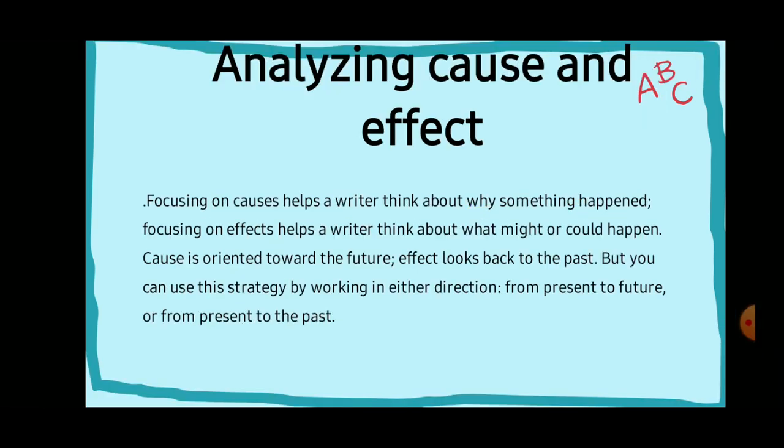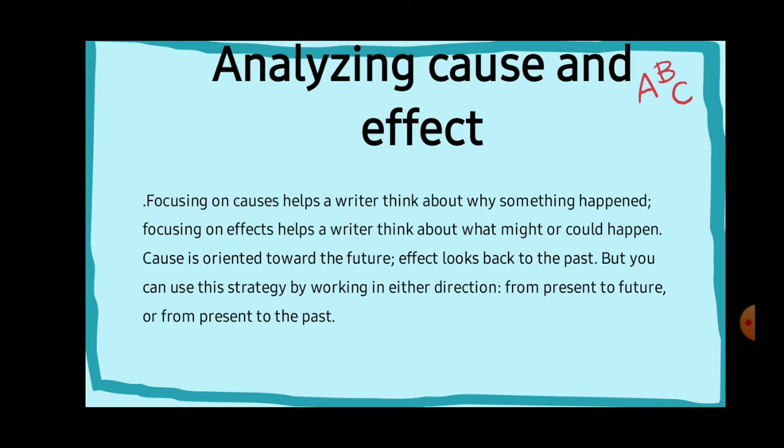So next one would be analyzing cause and effect. Focusing on causes helps a writer think about why something happened. Focusing on effects helps a writer think about what might or could happen. So cause is oriented toward the past, effect looks to the future. But you can use this strategy by working in either direction, from present to future or from present to past.